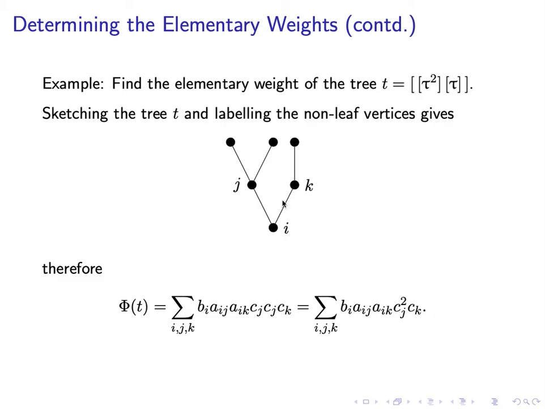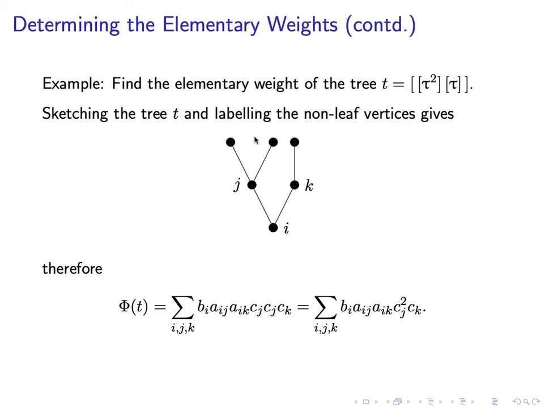Then what we do is we form our elementary weight. So we always start with BI, because that's for the root node. Any edge which does not terminate in a leaf node is our A values. So here, this edge starts at node I, terminates at node J, so this is AIJ. And this edge starts at I, terminates at K, so this is AIK.